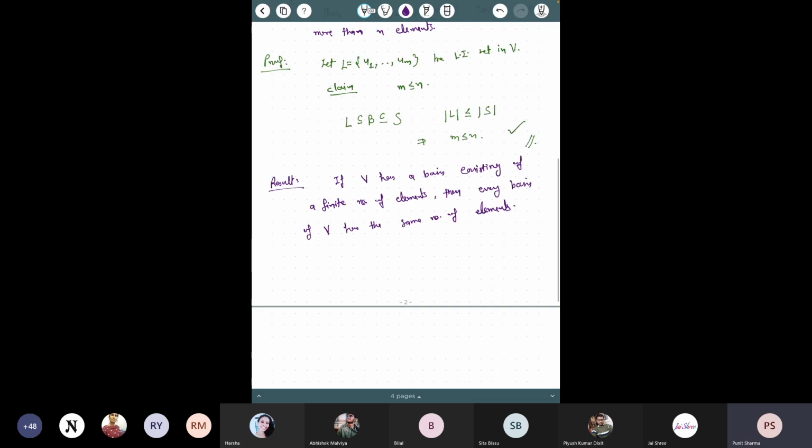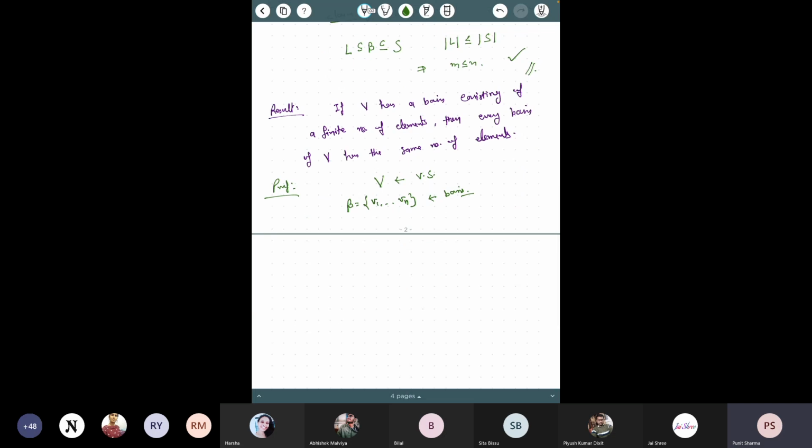Okay. Now can you tell me this one quickly? Whenever you are proving a result, you first write clearly what is given to you. So what is given? You are given a vector space V. Now you are given a basis, let's say V1 to Vn, a basis containing only finitely many vectors. Now what do you have to prove? You have to prove that every basis of V has exactly the same number of elements.